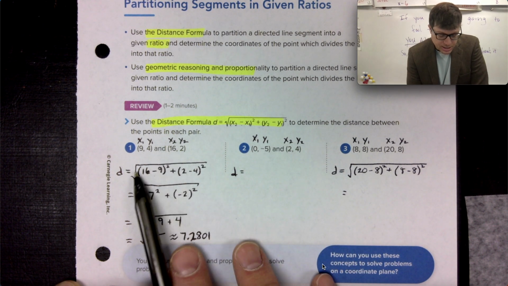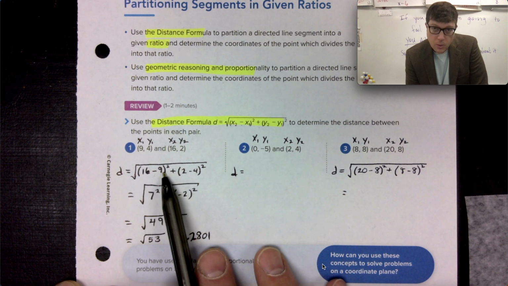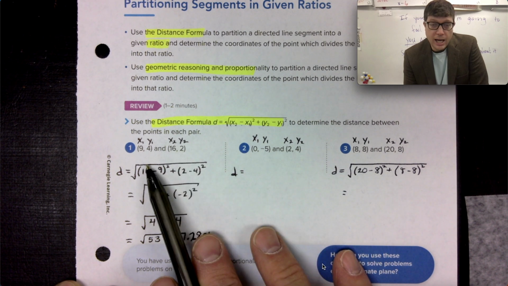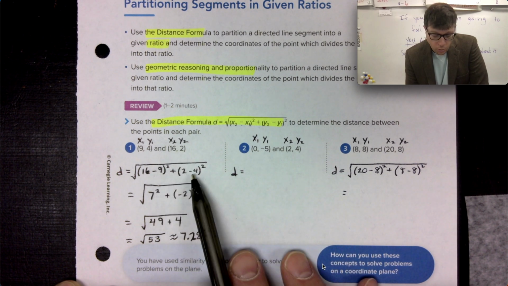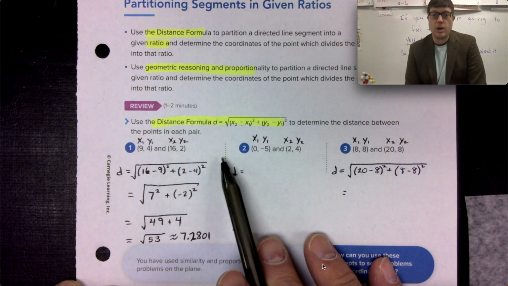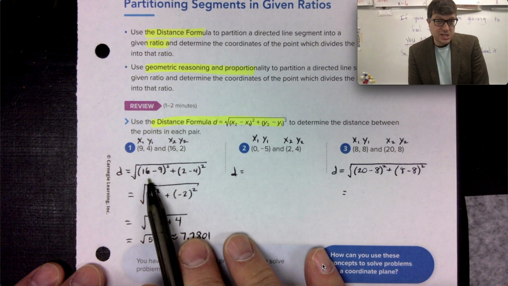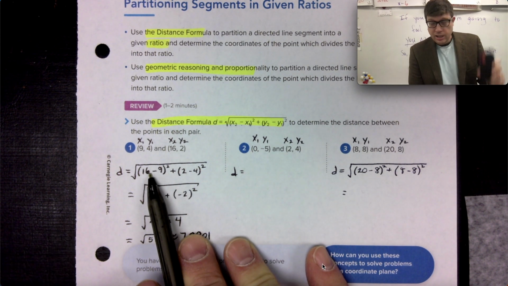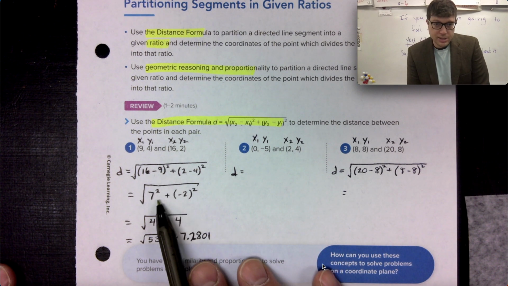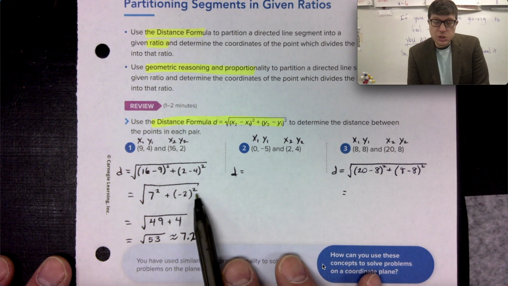X sub 2 is 16, x sub 1 is 9, there's a minus, they're in parentheses, and they're squared. Y sub 2 is 2, y sub 1 is 4. They go in their own respective locations in the parentheses, and they're squared, and then all of that is square rooted. So I hope you can do 16 minus 9. If not, oh my God, calculator, but please do 16 minus 9. Know how to do that math. That's 7. And then 2 minus 4 is negative 2. So we're going to square both of those.